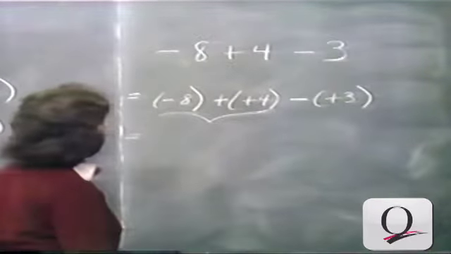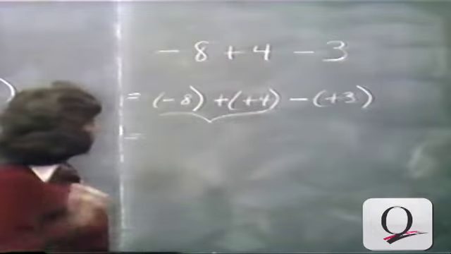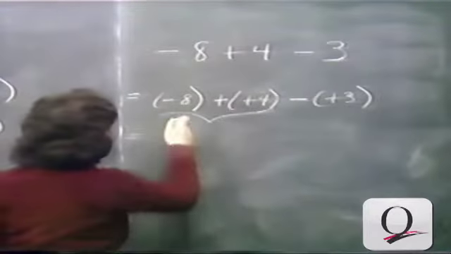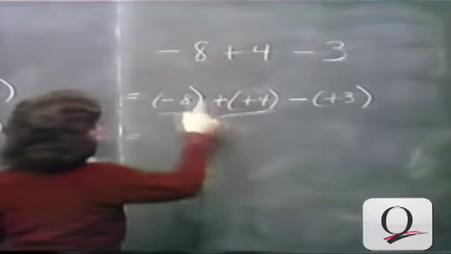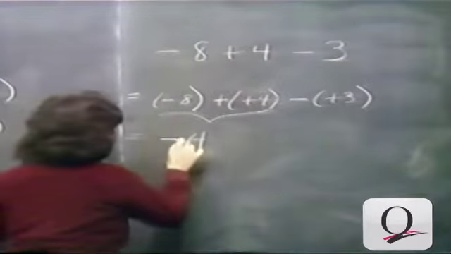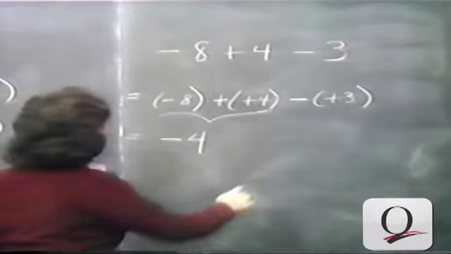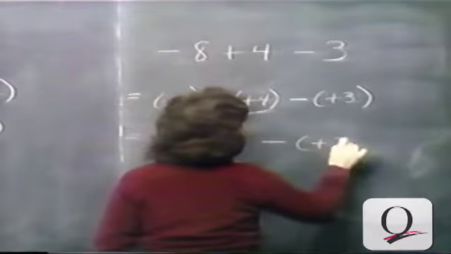Now, minus 8 and a plus 4, we're adding numbers, different signs. We block out the signs. We get 4 and 8. 4 from 8 gives us 4. The larger number 8 had a minus sign, so the answer was minus 4. Minus 4, take away a plus 3.